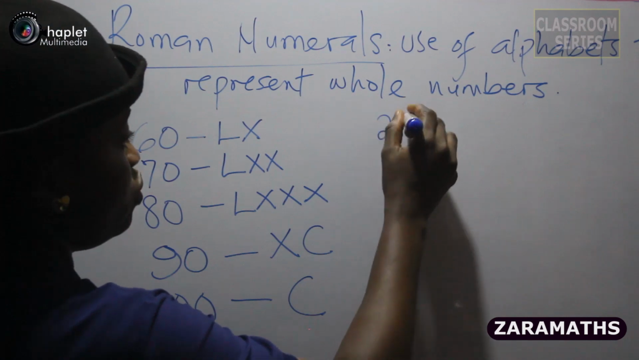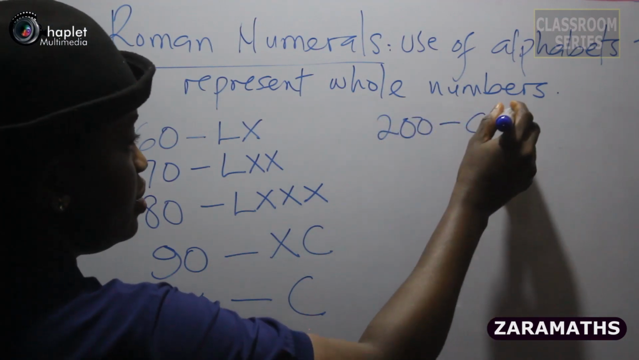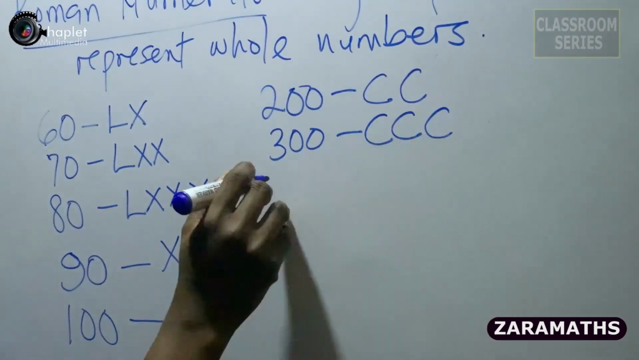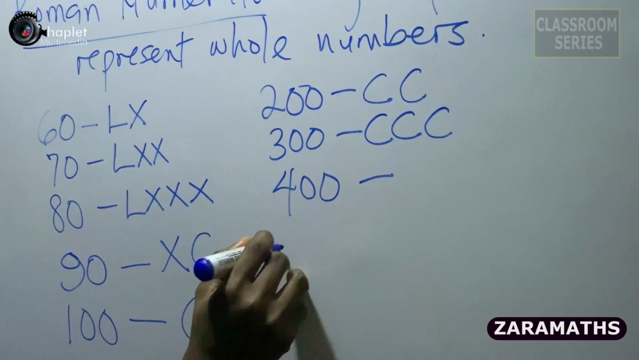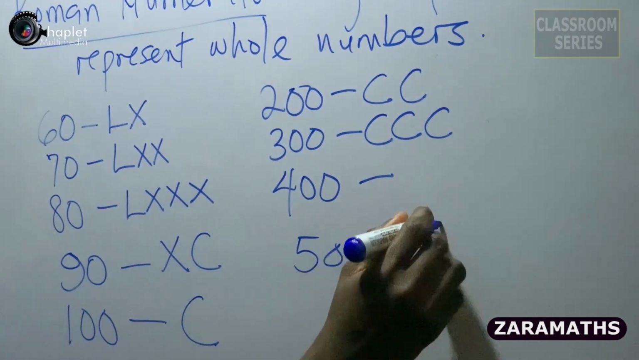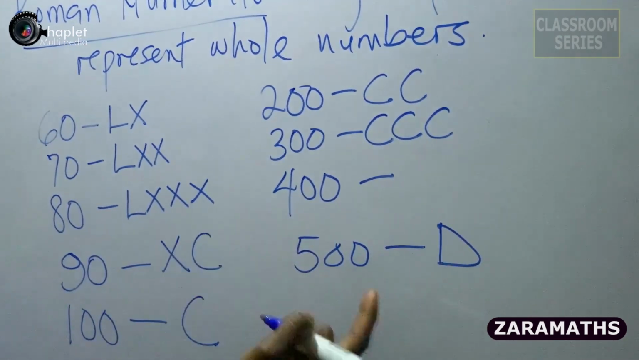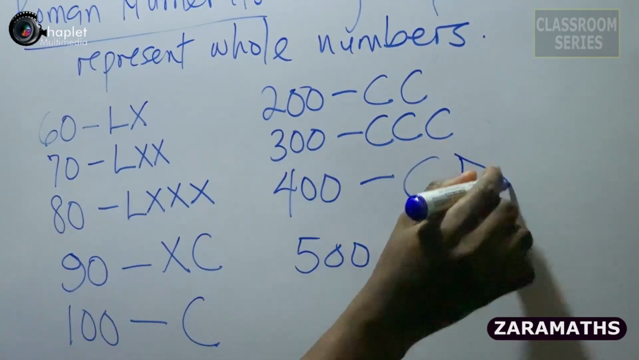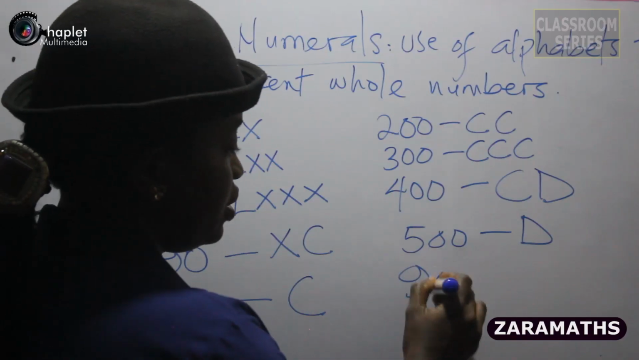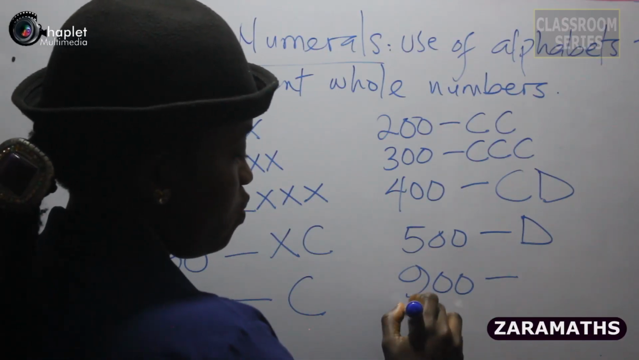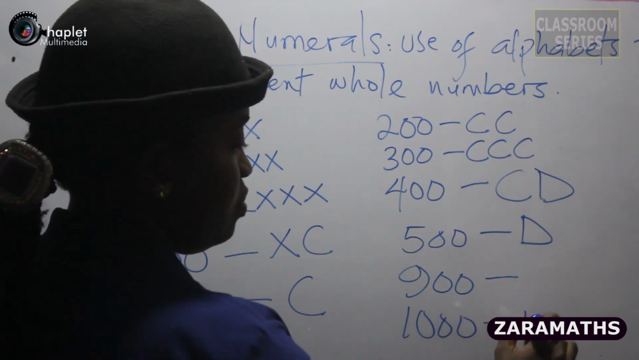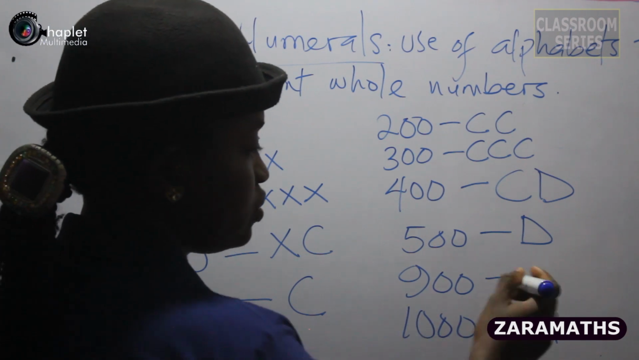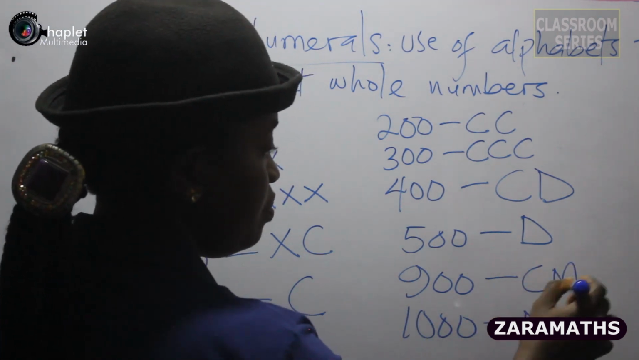By the time you get to 200, it becomes CC. 300 is CCC. 400 is what? Let's pick 500 first. 500 is D. So 400 will be 100 from 500, which is CD. 900 is what? 1000 is M. So 900 becomes 100 from 1000, which is CM.